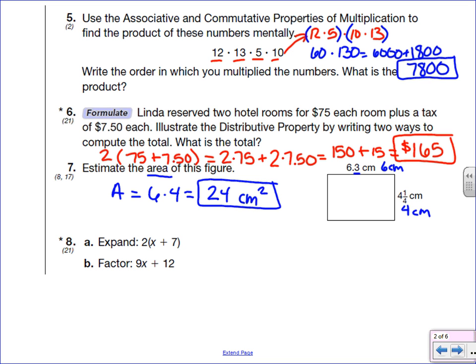Expand means use the distributive property. So we take the 2 and we distribute it throughout the parentheses. So we have 2 times x plus 2 times 7. 2 times x we just write as 2x, and 2 times 7 is 14.